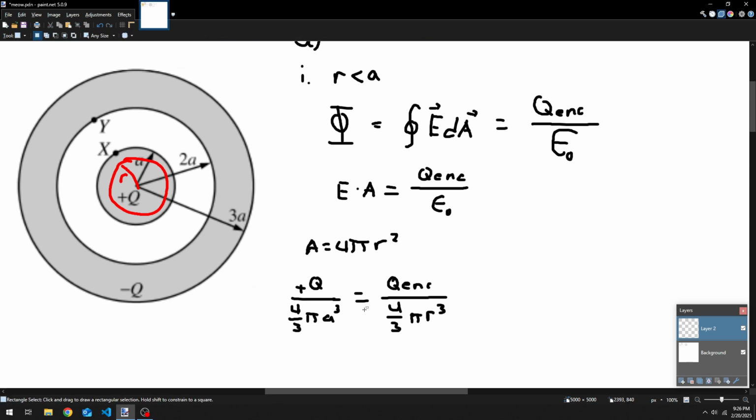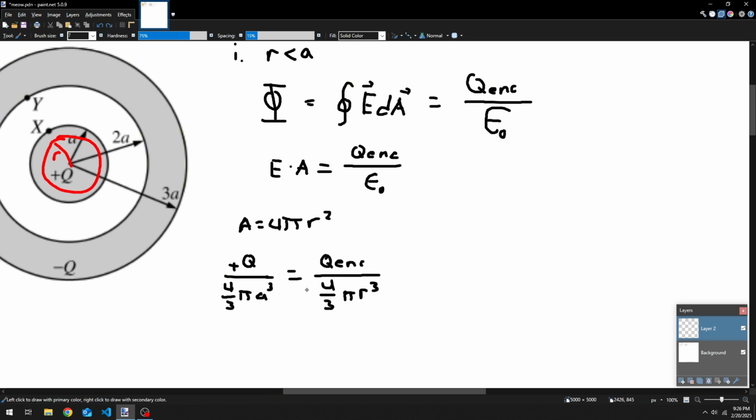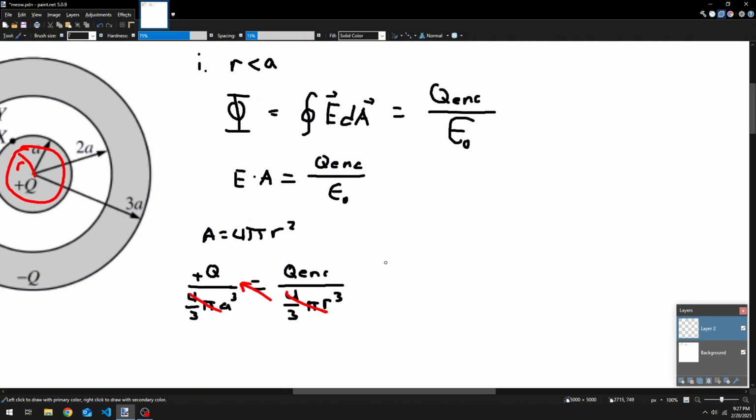Now all we have to do is isolate the q enclosed. We can multiply both sides by 4 over 3 pi r cubed, and if we do that, these two 4 over 3 pi will cancel out, so q enclosed becomes q times r cubed over a cubed. So now all we have to do is plug it in and isolate E, and then we'll have our answer.